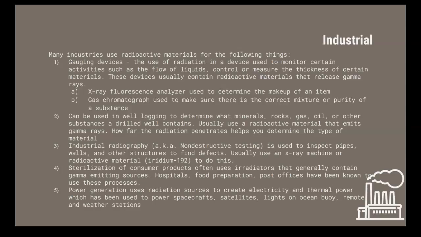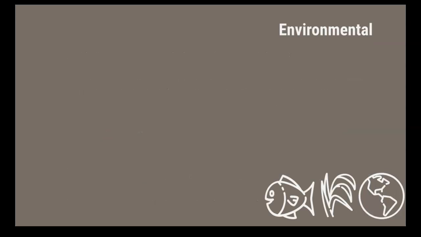And then the last one, I thought this was super interesting as well. Sometimes they might not be able to connect to a power line because it's in the middle of nowhere. So for example, a spacecraft or a satellite or lights on ocean buoys obviously wouldn't be able to connect to an actual power line. So they sometimes use actual radiation sources to make electricity or thermal power in order to power these things. Okay, and also weather stations will use this technology. So a lot of different things that people have figured out how to use radioactive technology in order to make things more efficient and be able to finish these processes.